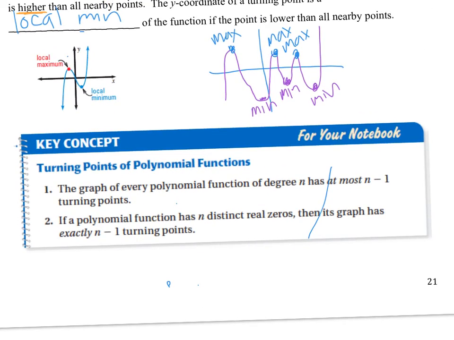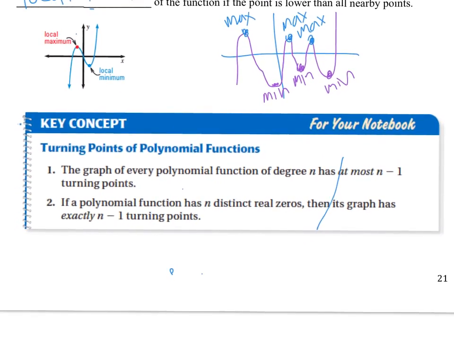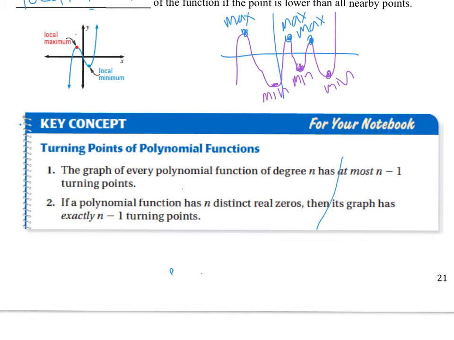It says turning points of a polynomial function. The graph of every polynomial function of degree n has at most n minus 1 turning points. So if a polynomial function has n distinct real zeros, then its graph has exactly n minus 1 turning points. So if you have a polynomial of degree 3, you would have 2 turning points. You can't have more than 2 turning points.